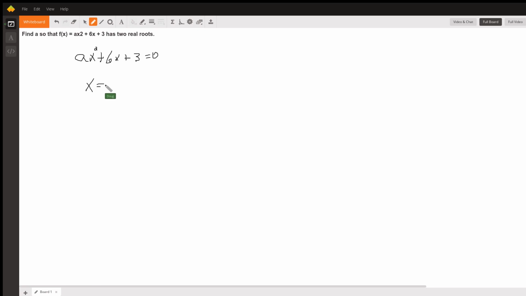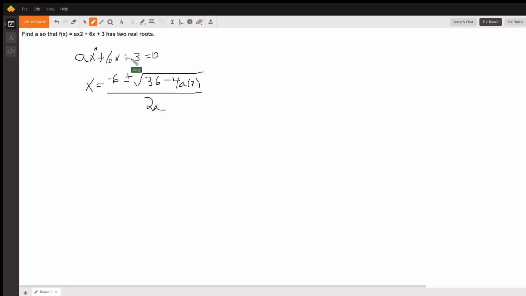X equals the opposite of b plus or minus the square root of b squared, which would be 36, minus 4 times a times c, which is 3, all over 2a, which would be that.